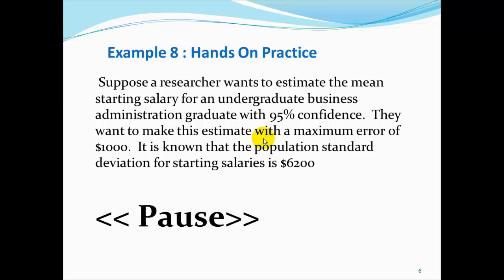Hands-on practice. A researcher wants to estimate the mean starting salary for an undergraduate business administration graduate with 95% confidence. They want to make this estimate with a maximum error of $1,000. It is known that the population standard deviation for starting salaries is $6,200. You should pause the video at this time and use our sample size formula to determine the appropriate sample size in order to obtain a max error of $1,000.